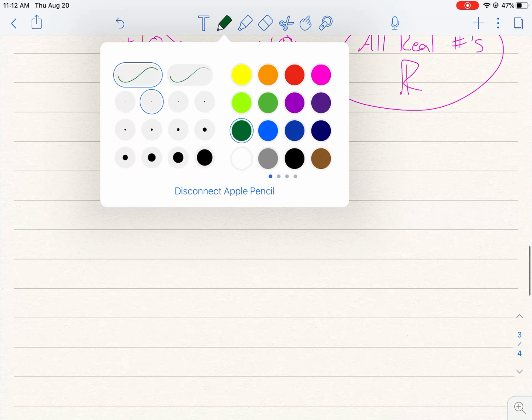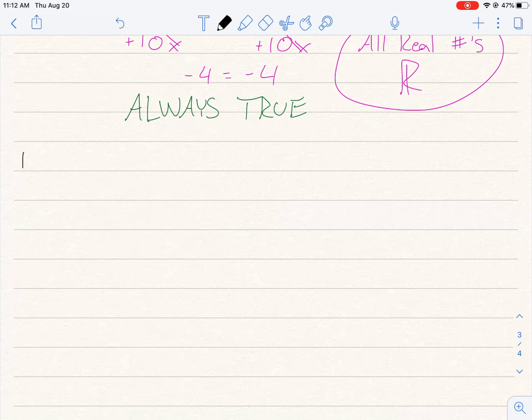Let's look at another example. We have 7x plus 6 minus 4x is equal to 12 plus 3x minus 8. So pause the video here, try this one on your own, and then come back to me when you are done.